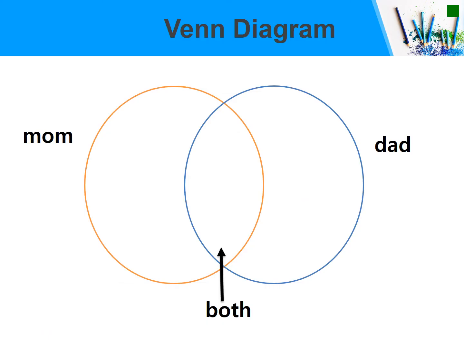This is the Venn diagram for the final reading material. In the first part, you will write about mom. In the second part, you will write about mom and dad. And in the third part, you will write only about dad.